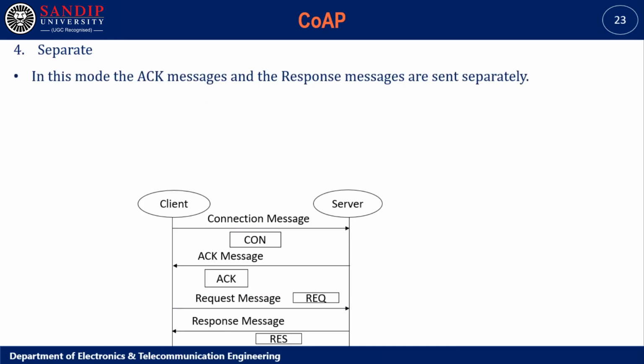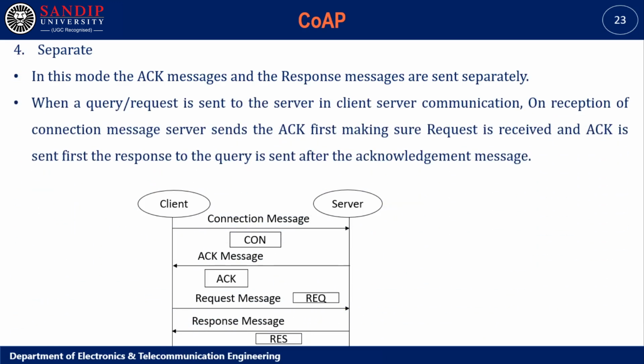Next is separate. In this mode, the acknowledgement, that is ACK message, and the response message are sent separately. When a query or request is sent to the server in client-server communication, on reception of the connection message, server sends acknowledgement, that is ACK, first, making sure the request is received. The response to the query is sent after the acknowledgement message. Response might be delayed by the server. Figure shows the separate mode.